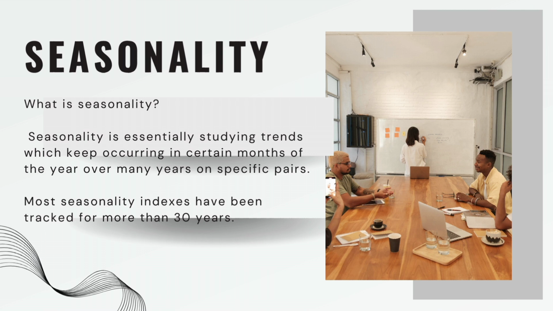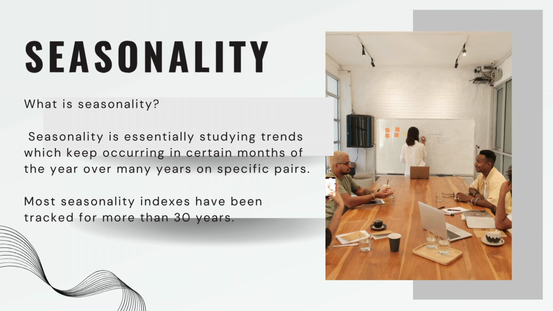Seasonality is essentially studying trends which keep occurring in certain months of the year over many years on specific pairs. So for example, you might find that GBP USD has certain movements on certain months. US30 has certain movement on certain months. There are some months which are more volatile than others, and others are less volatile. So this is seasonality.